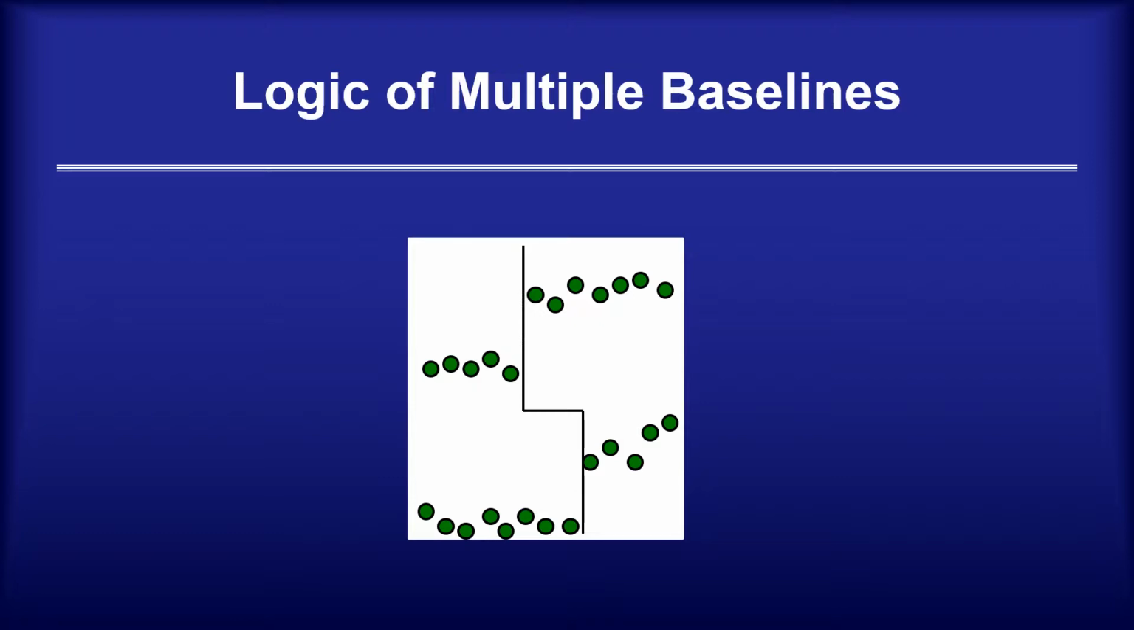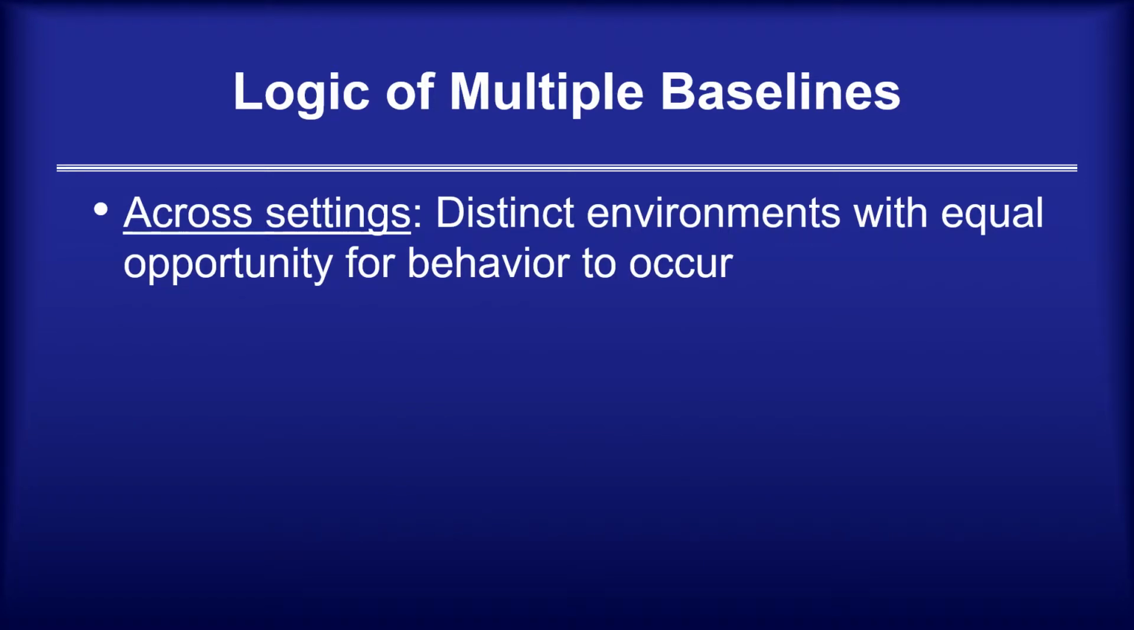Note, however, that the behaviors must also share some similarity, whether in terms of topography or function, for there to be a good chance of both the independent variable and potential extraneous variables affecting them similarly. Similarly, in the case of a multiple baseline design across settings, the settings must be distinct enough for there to be differentiation between them, but also similar to the extent that the target behavior can occur reliably in all of them.